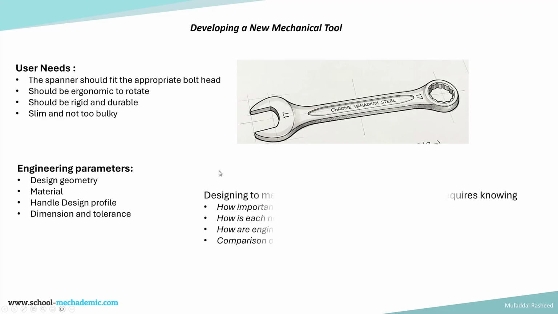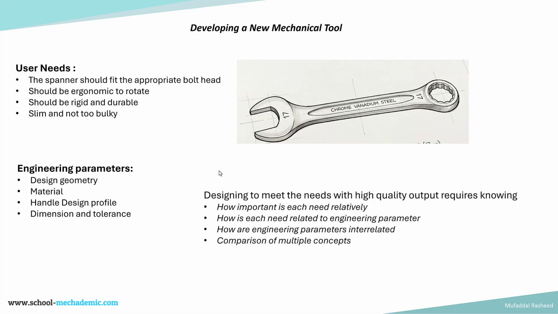Some key questions which come up while designing to meet the needs with a high quality output: it requires knowing how important each need is relatively, and how each need is related to the engineering parameters. So establishing relationships between engineering parameters and the user needs is a very critical stage for design engineers to design a product which satisfies user needs by setting the engineering parameters. So you need to know the relation between the needs and the engineering parameters. And we also need to know the interrelationships between the engineering parameters themselves.